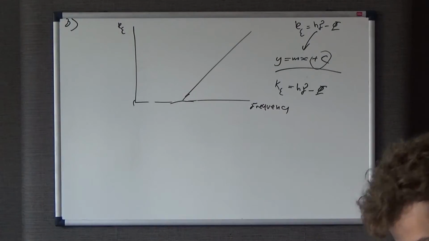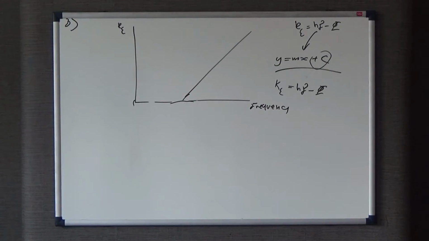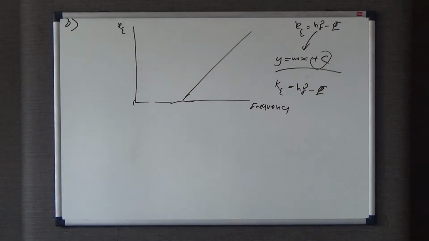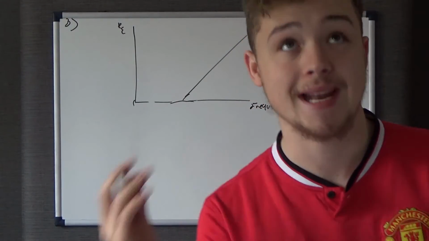So hopefully I've explained bits of the graph. Generally speaking, in AS and A2, they will ask what is represented by the intercept, the gradient, that kind of thing. The first part, B part one, asks, mark on the graph the threshold frequency, and label it F0. Now the threshold frequency is the minimum frequency for any kinetic energy.